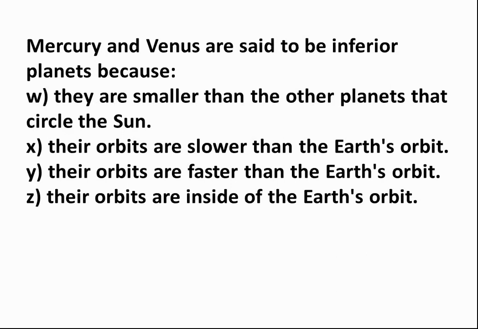Mercury and Venus are said to be inferior planets because W. They are smaller than the other planets that circle the Sun. X. Their orbits are slower than the Earth's orbit. Y. Their orbits are faster than the Earth's orbit. Z. Their orbits are inside of the Earth's orbit.